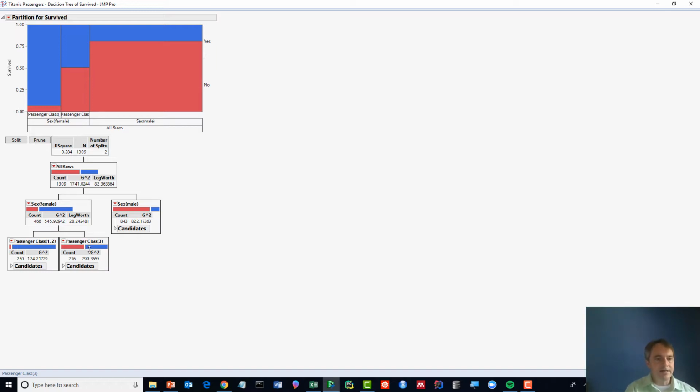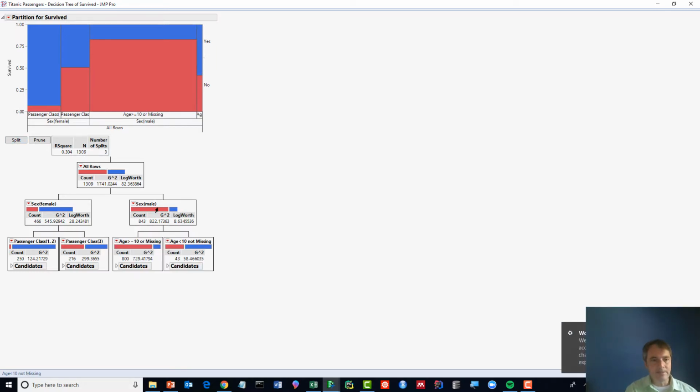But in third class, your chances were only 50-50 if you were female. Okay, so we can split again. This time the male node split. And here, this is kind of a nice thing to observe.